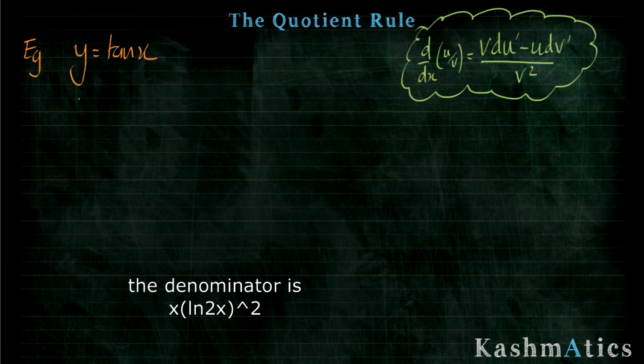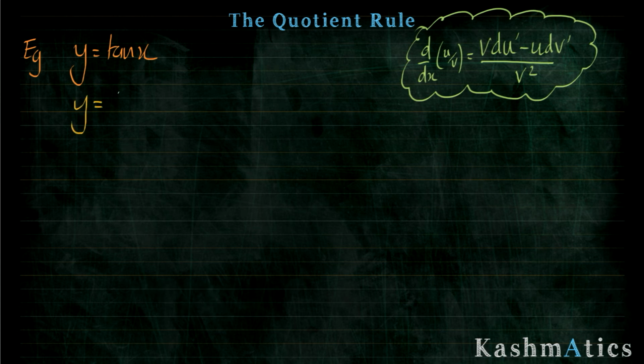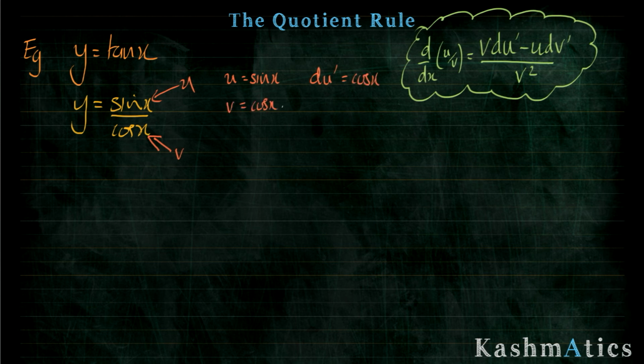Now here we have one which doesn't actually look like a quotient. So before I do anything with it, I'm going to rewrite it. So y is equal to tan x, which is actually sine x over cos x. Okay, and now it looks more like a quotient. So this here is my u, this here is v. So u is equal to sine x, which means du is equal to cos x, and v is equal to cos x, which means dv is equal to minus sine x.